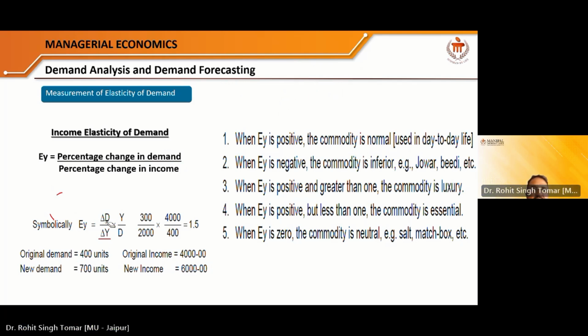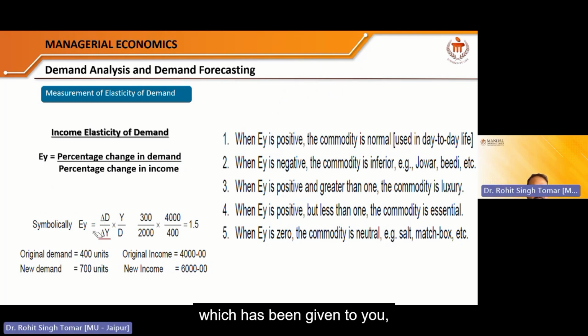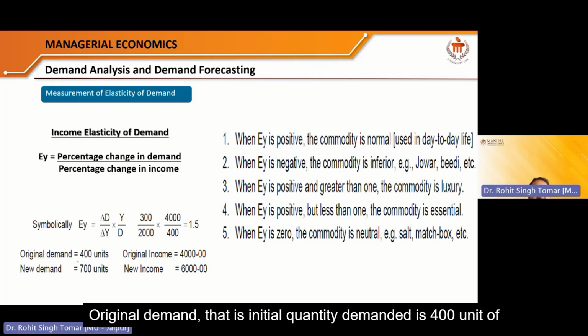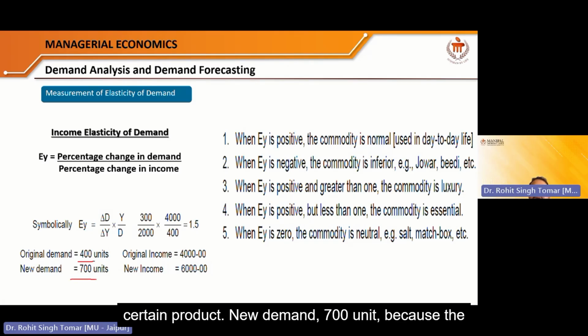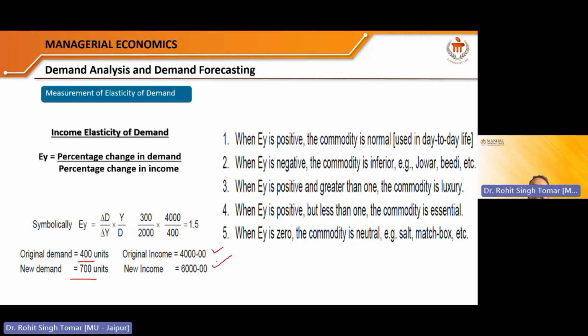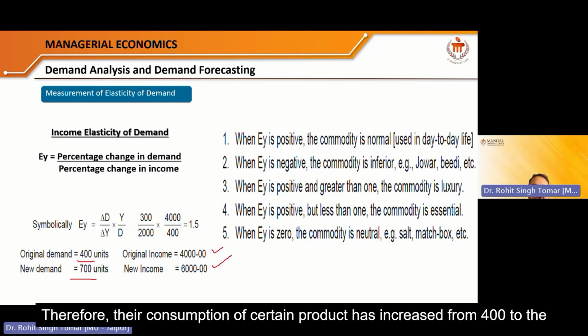Okay, so now there is a formula which has been given to you, and you can see there is a question also. Original demand, that is initial quantity demanded, is 400 units of a certain product. New demand is 700 units, because the income of the society has increased. Earlier, the individual income was 4,000 a month in a society. Now it is 6,000 a month. Therefore, their consumption of a certain product has increased from 400 to 700.